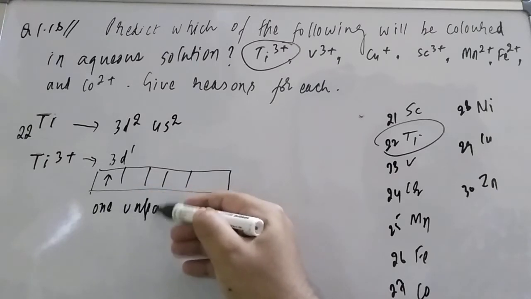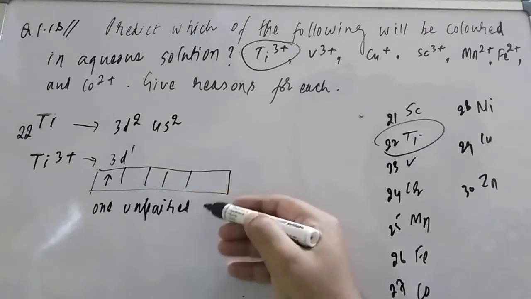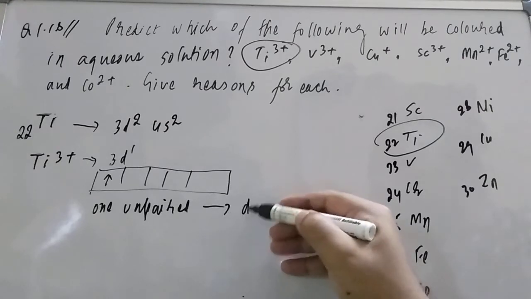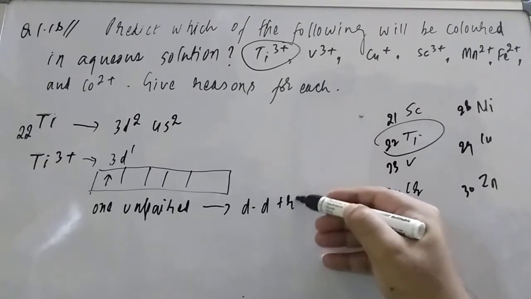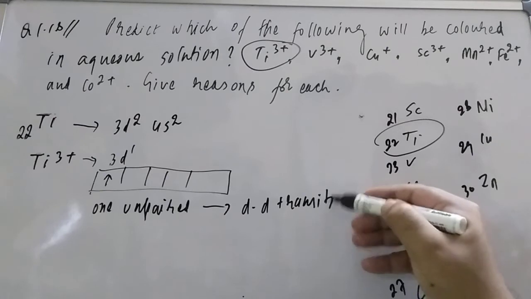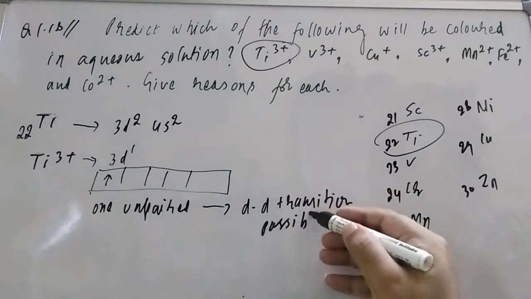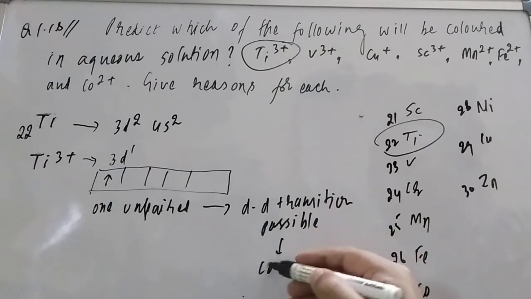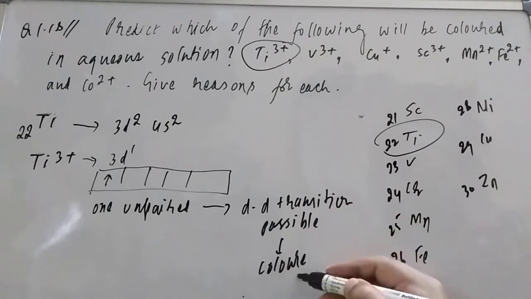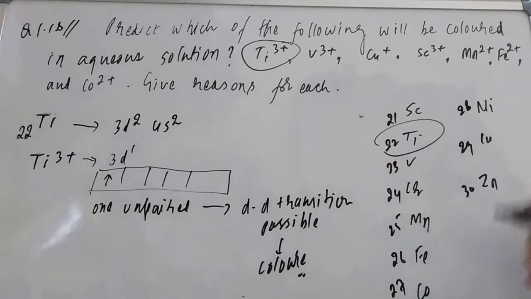Since one unpaired electron is there, d-d transition is possible. So the compound will be colored. So the first option, Ti3+, is colored. So option one we checked.